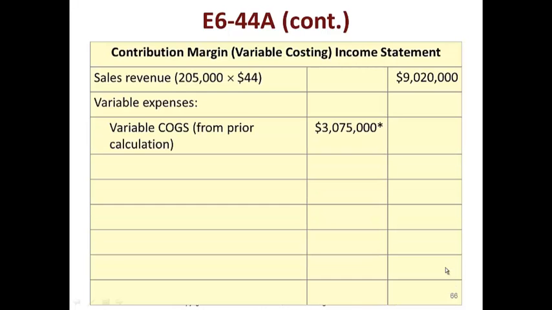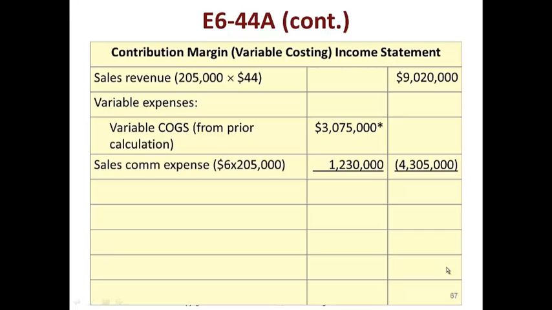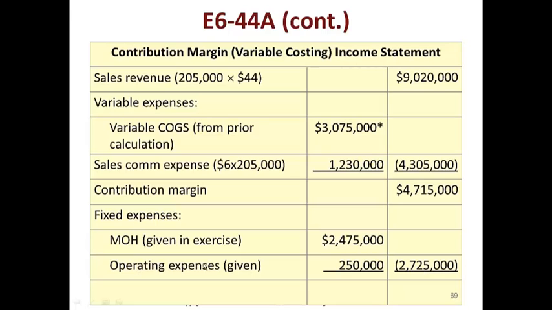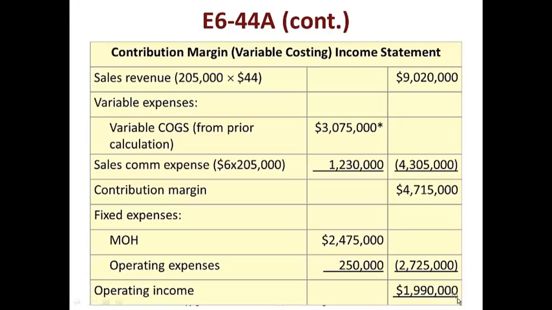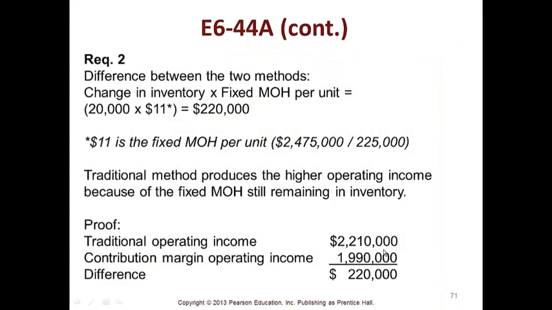So now you look at your contribution margin income statement. You put in your sales less your variable costs less your commissions is your contribution margin. And then you have your fixed expenses, which is given in the problem, the $2.4 million, and your operating expenses is given in the problem. So you get operating income under here of $1.99 million. The difference between these two is $220,000. And you can prove that out by saying you had 20,000 units times $11. And the $11 is calculated based on the manufacturing overhead divided by the number of units. So you might want to print these slides out and walk through this from your book and make sure you can do this problem on your own.